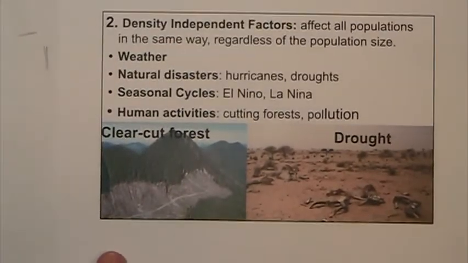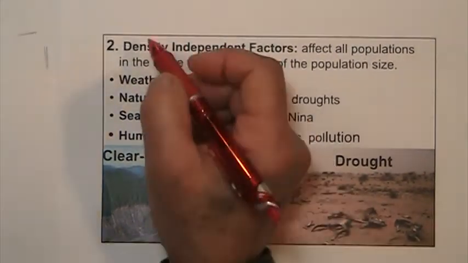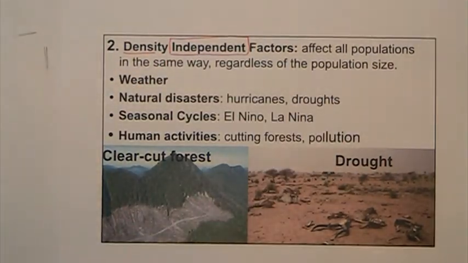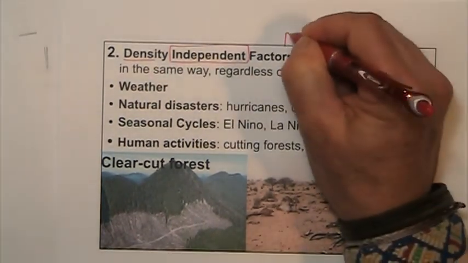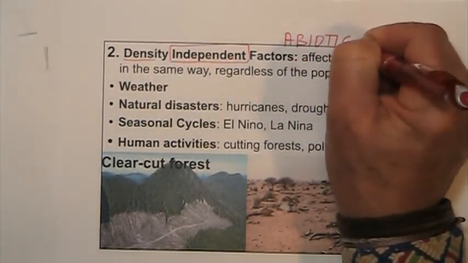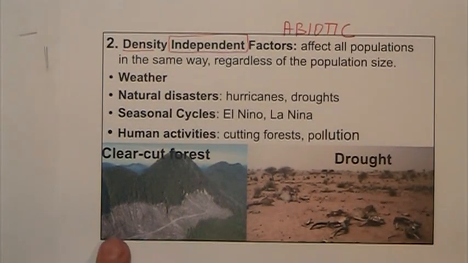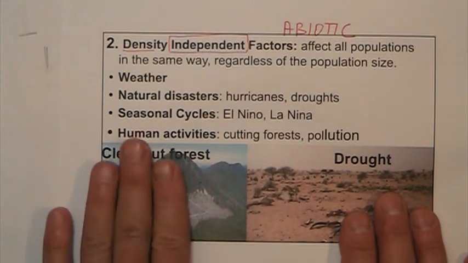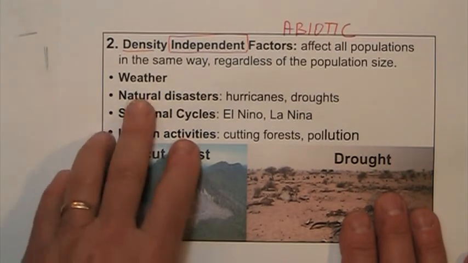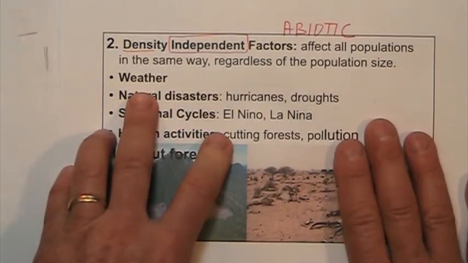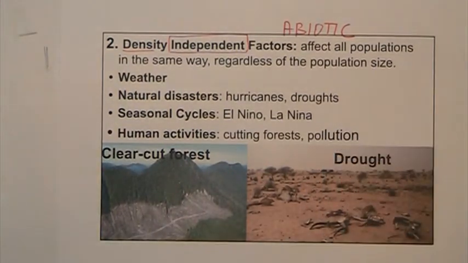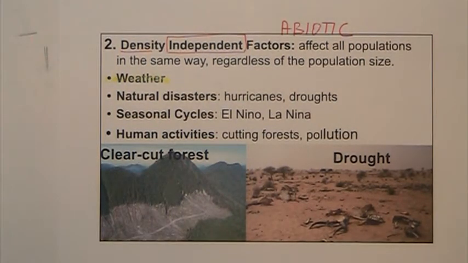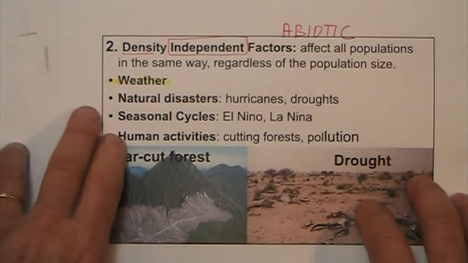The other, of course, if there is density dependent, you're also gonna have density independent factors. And what is the clue here? All these density independent are what we call abiotic factors. It doesn't matter how many you have. You might have 10 or 200. These are gonna affect all the organisms equally, regardless of their population size. What kind of things are these? The weather. Here comes a storm, here comes a hurricane, it doesn't matter, all of them are affected.